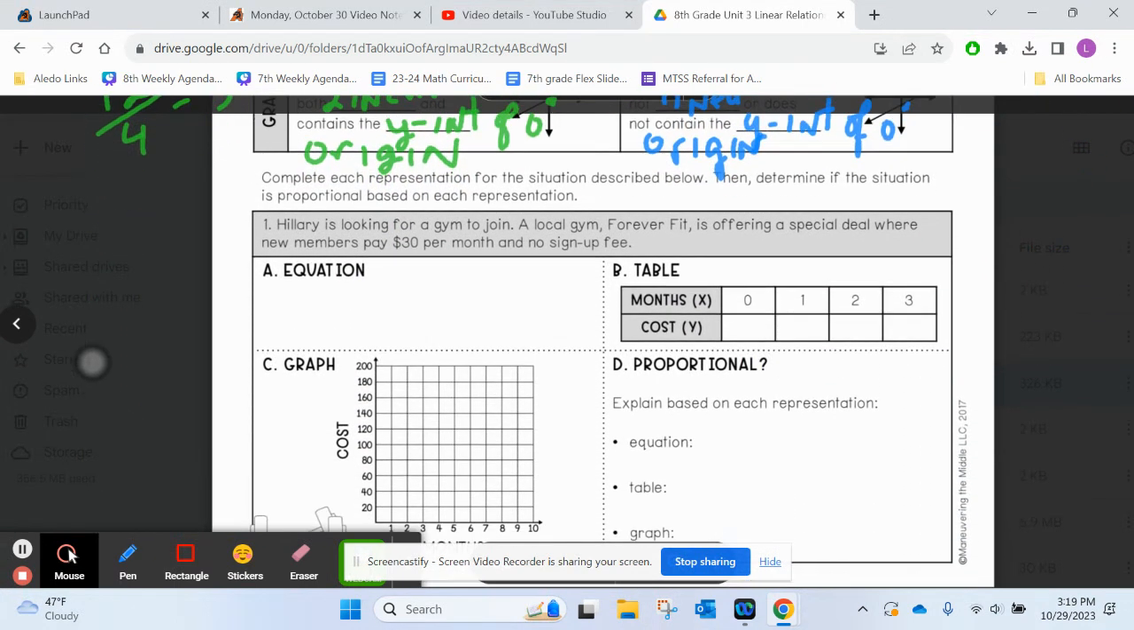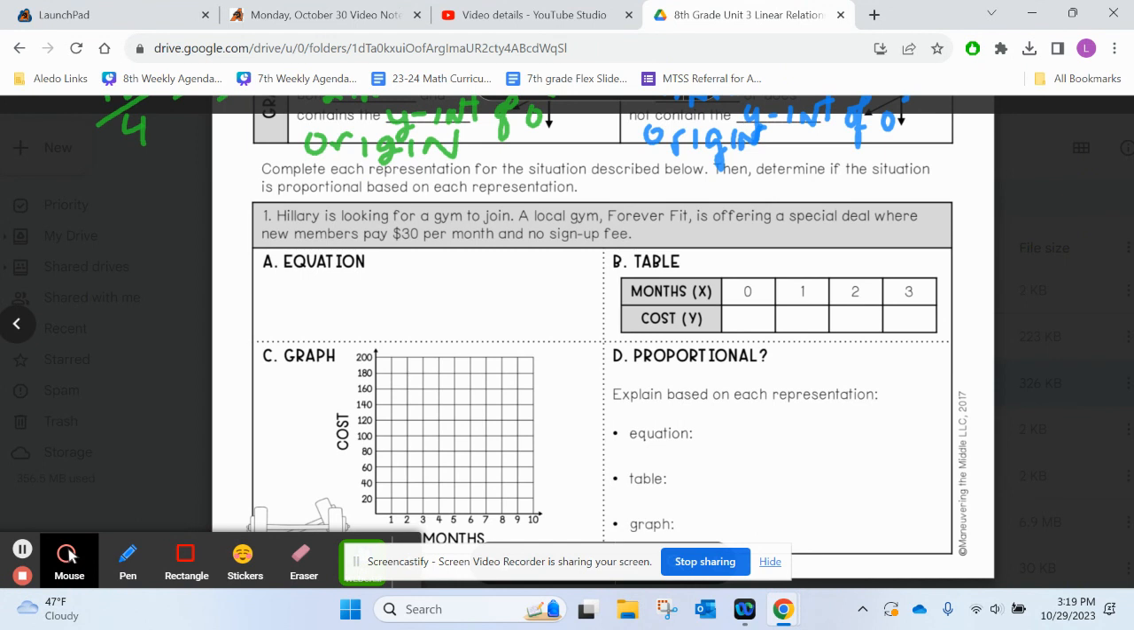This first example you have on your note page. The second example, I believe, is in your weekly packet. So read about Hillary.